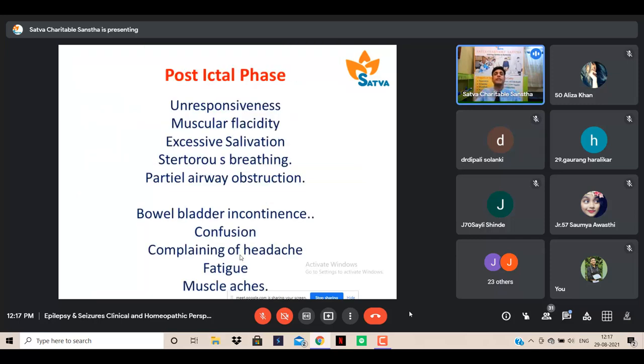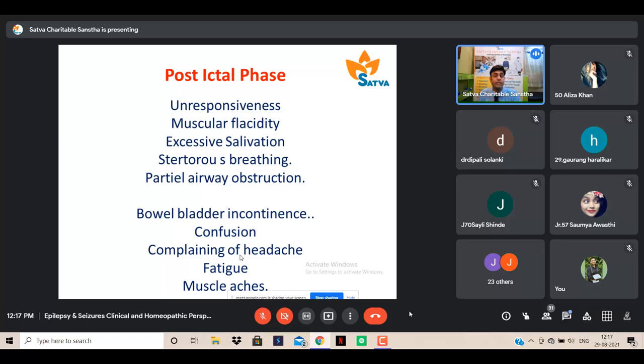Then the post-ictal phase, where the convulsions have settled down. Now what happens in the post-ictal phase? The person is completely comatose, unresponsive, not getting up. Then there is muscular flaccidity. The person is completely flaccid. There is a lot of drooling and excessive salivation. The breathing is stertorous breathing, okay? Then there may be secretions on the airways, so there is a partial airway obstruction which is seen. Many a time there is bowel and bladder incontinence.